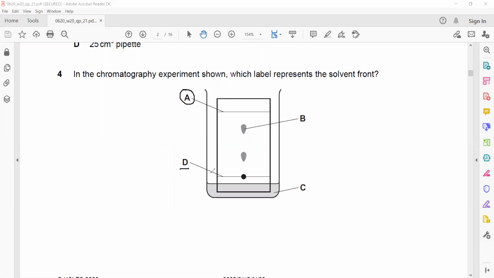D is representing the origin. B is representing the spot. And C is representing the solvent, not the solvent front. So isn't it the front line? Baseline, baseline. Origin or a baseline. And A is the last point where the solvent rises. That is called the solvent front.